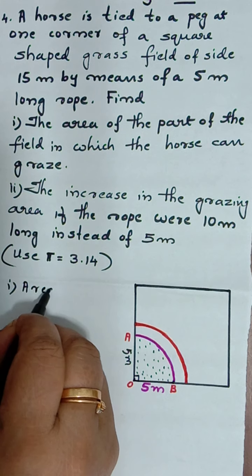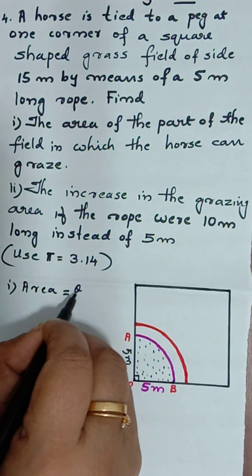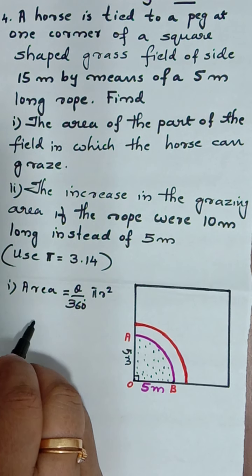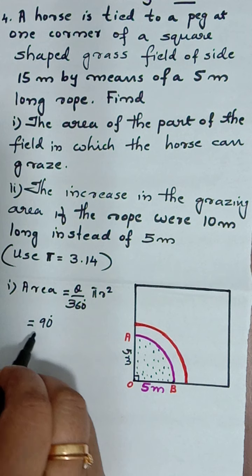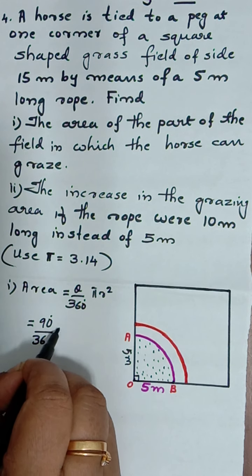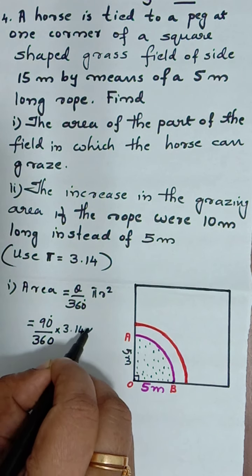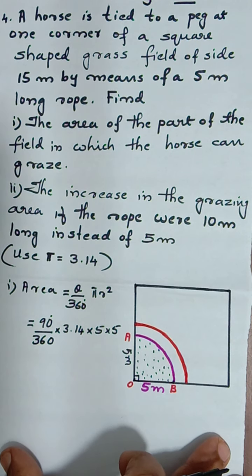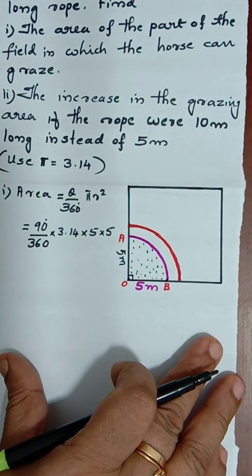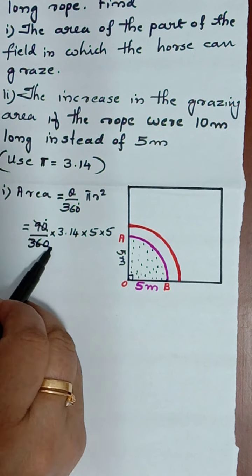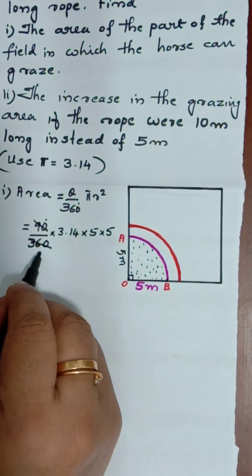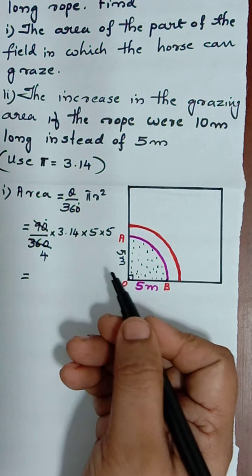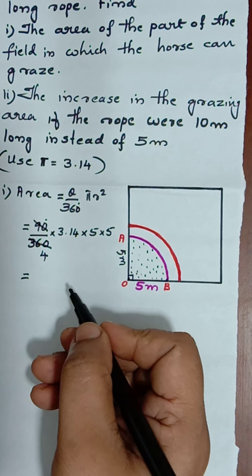Area, that is required area, is equal to theta by 360 into pi r square. Substitution now. Theta is 90 degree by 360 into 3.14 into radius is 5 into 5. This we have to calculate and get the answer. As we know it is a quadrant, so it will be 1 by 4. So 3.14 into 5 into 5 divided by 4 it is.